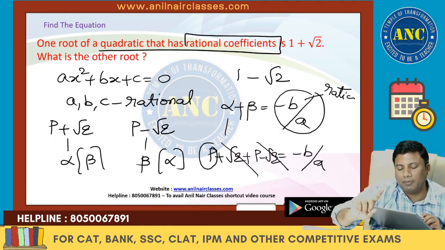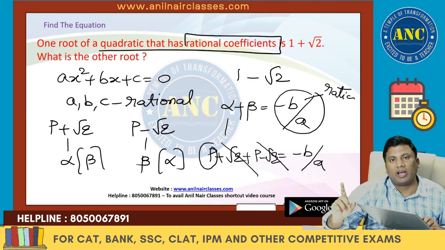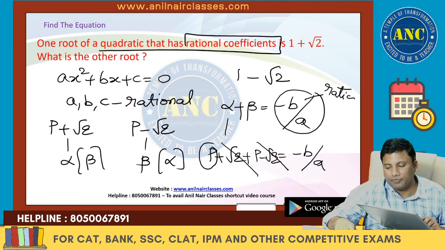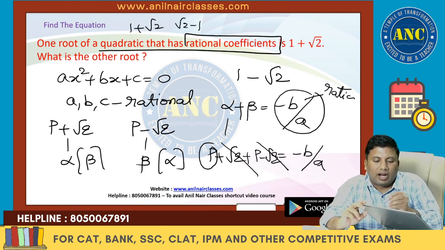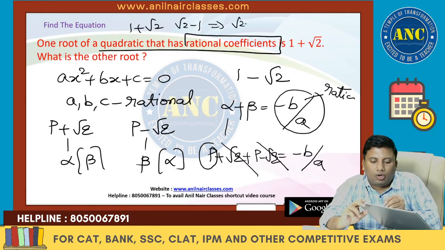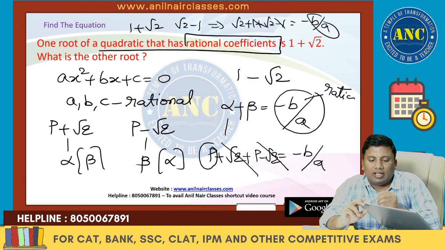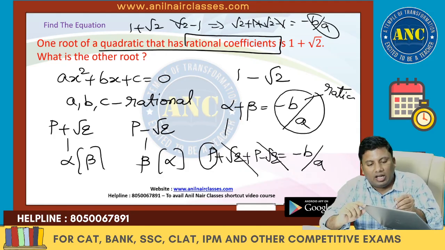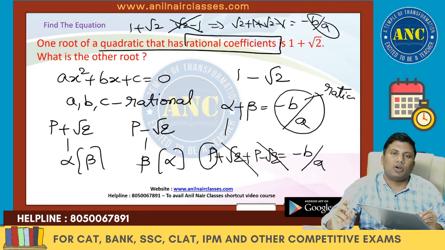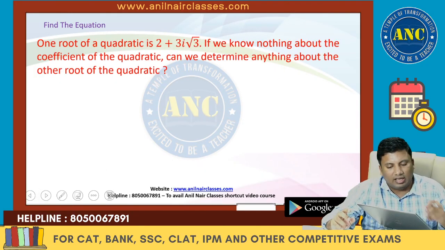It cannot be root q minus p because it becomes root 1 plus root 2. If I take another value as root 2 minus 1, this will become root 2 plus 1 plus root 2 minus 1 equivalent to minus b by a. You are telling that a and b are rational, but 2 root 2 is irrational. Therefore, it is not possible. I hope the idea is clear.